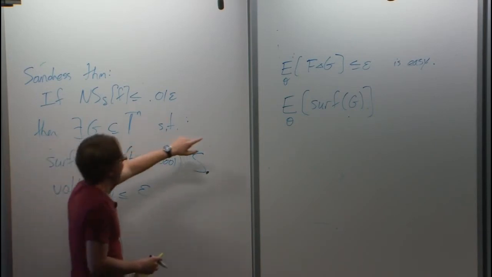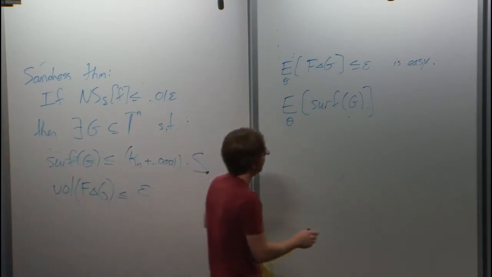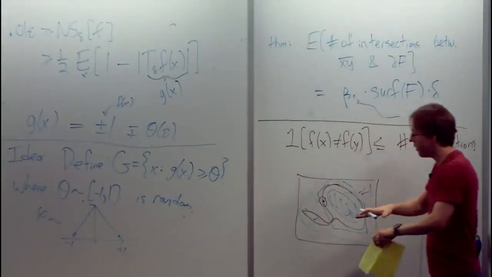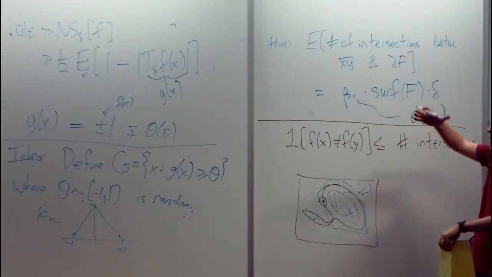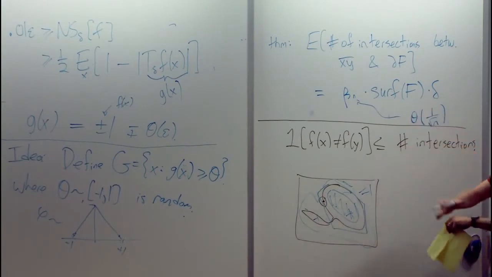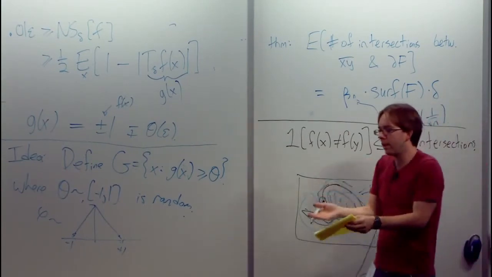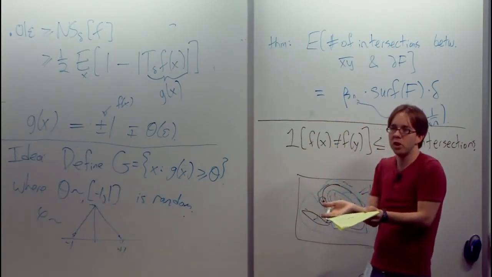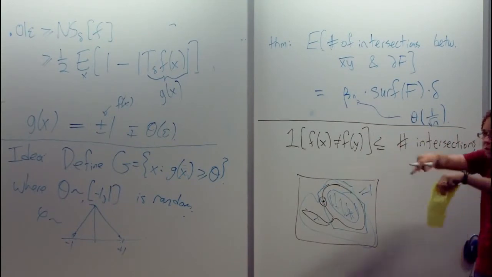But what are we going to do about this, the expected surface area of G? So remember, basically think of G like a terrain. This is 2 dimensions. Little g is this function that's between -1 and 1. And we pick a random height, and we take all the set where little g is bigger than that height. And then we're interested in the surface area of that.